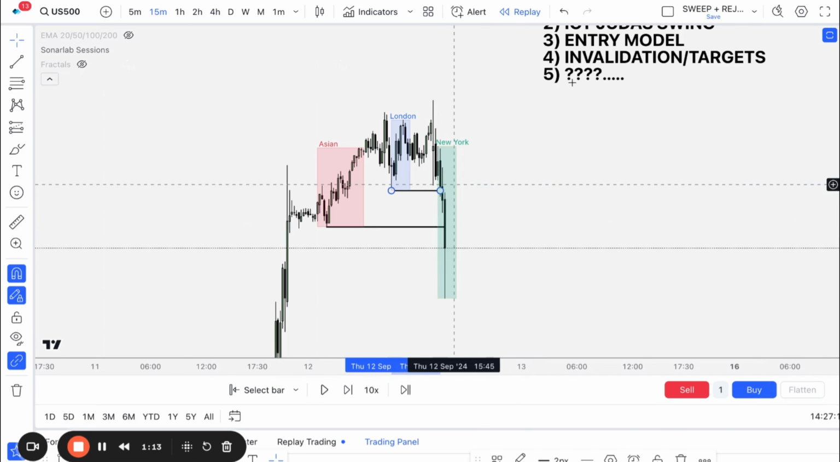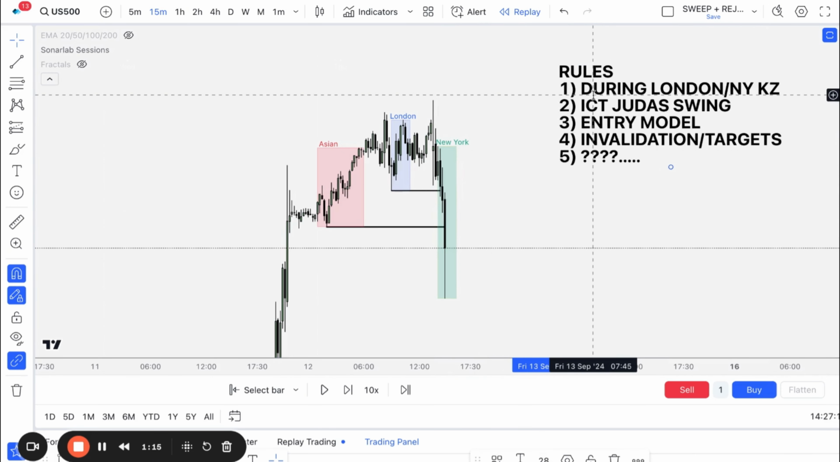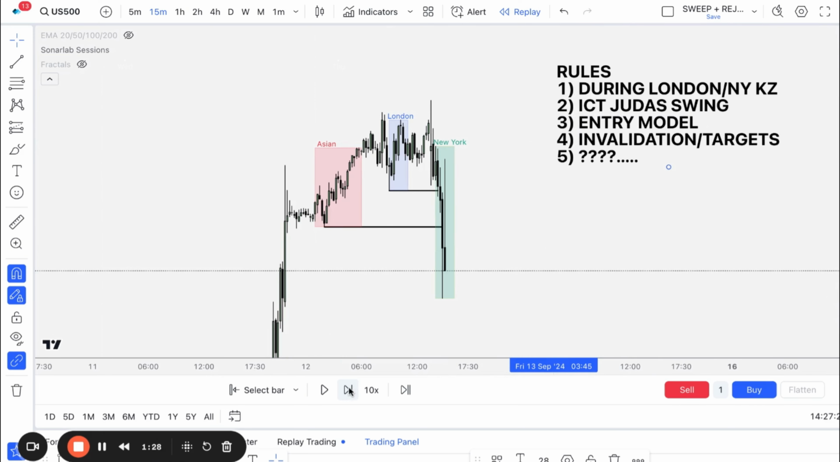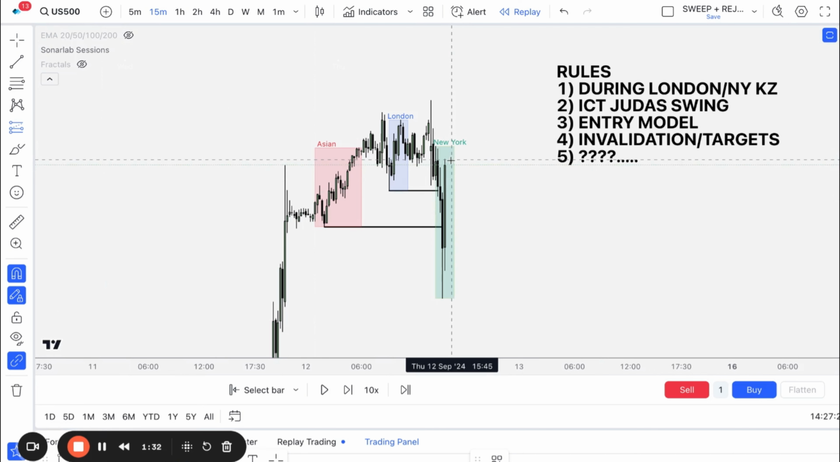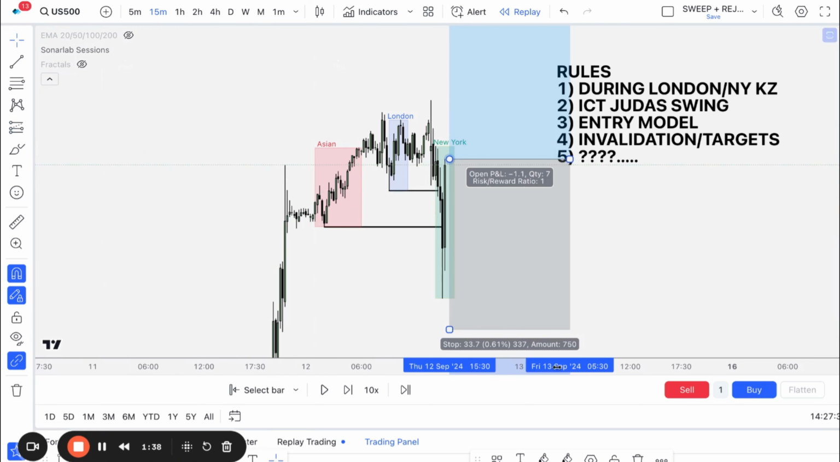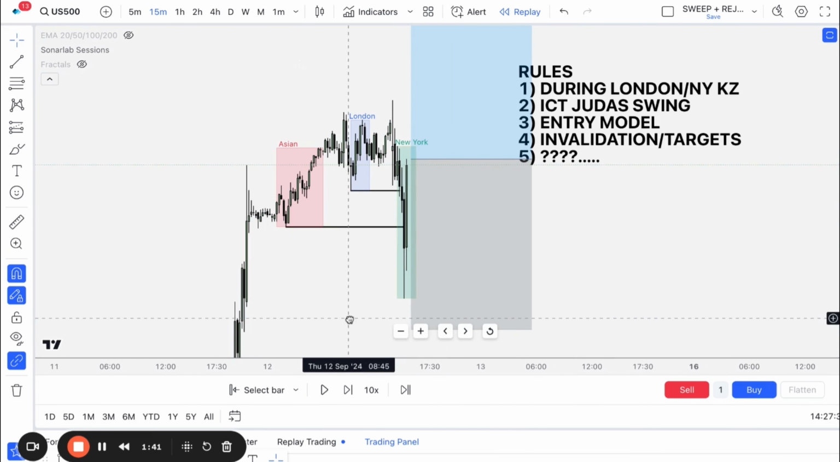So we're looking now for our entry model because we're during a New York kill zone. We have witnessed an ICT Judas swing, that's number 2. And now we're looking for our entry model, which can simply be a 15-minute bullish candle close. That's exactly what we get right here, confirming the ICT Judas swing and confirming that this liquidity sweep is now indeed over. So we can look to enter on the break of that candle high.